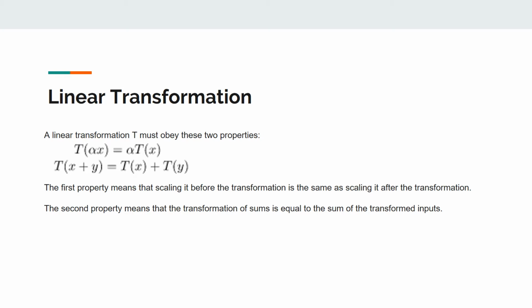A linear transformation T must obey these two properties. You have the transformation of alpha times x is equal to alpha times the transformation of x. What that means is that scaling it before the transformation is the same as scaling it after the transformation. And then the second property is the transformation of sums is equal to the sum of the transformed inputs.